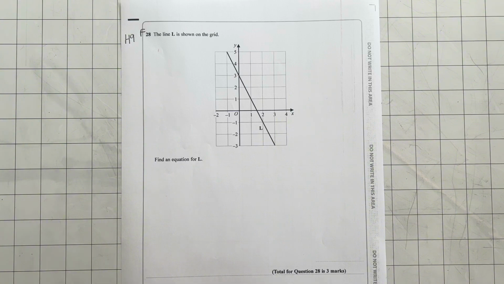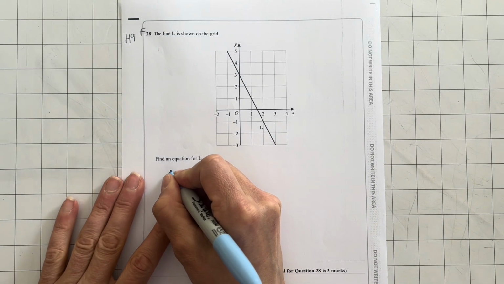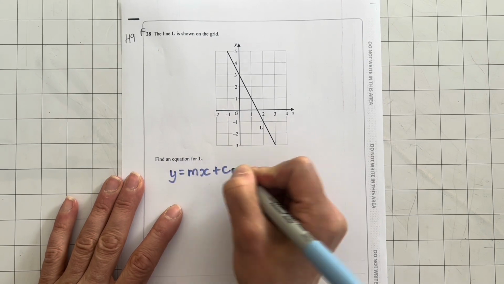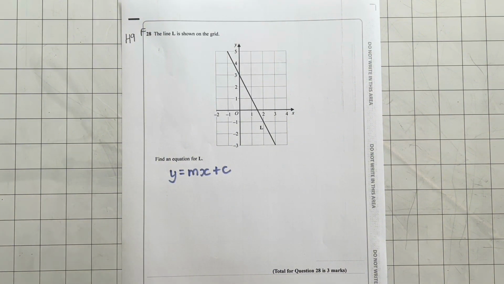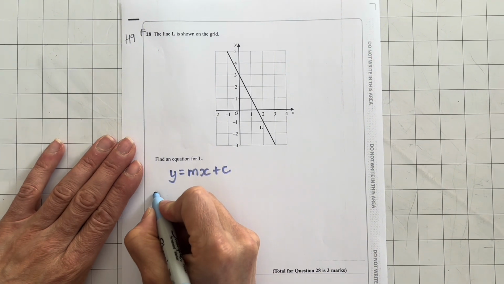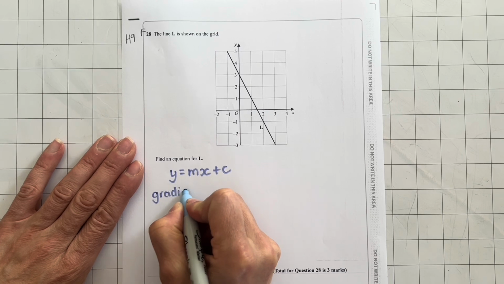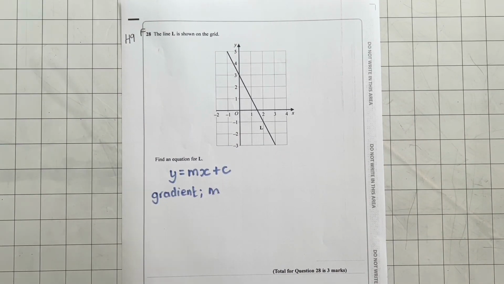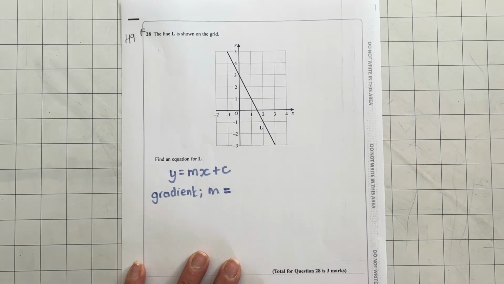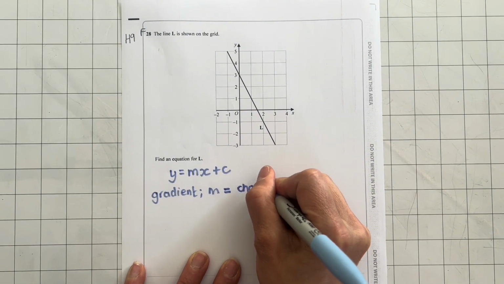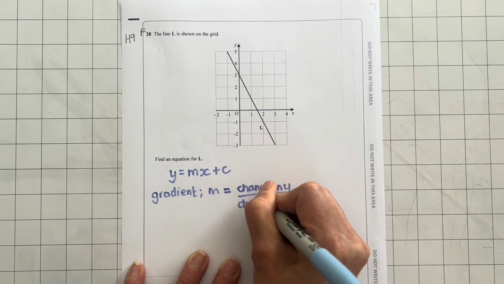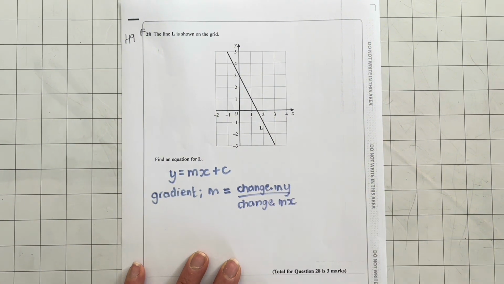So we're asked to find an equation for line L. And we know that equations for straight lines are in the format y equals mx plus c. And we know that m is representing the gradient. And we can find the gradient by finding the change in y over the change in x.